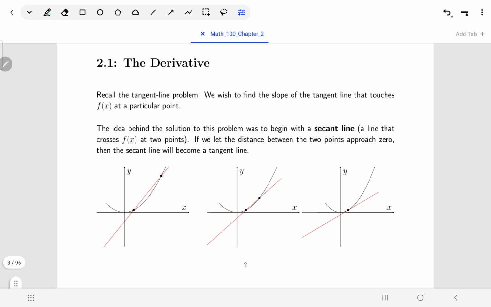The idea that we were working with was that we would start with the easier problem, which is coming up with the equation of a secant line, something where the line crosses through the graph in two places. Once we had our secant line, we would turn that into a tangent line by letting the two points get closer and closer and closer to each other until the distance between our two points was essentially 0. So let's get ourselves started on this journey.